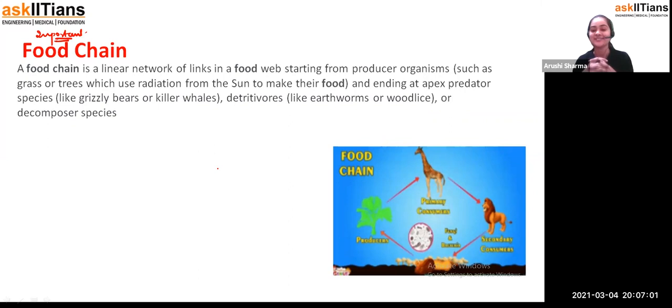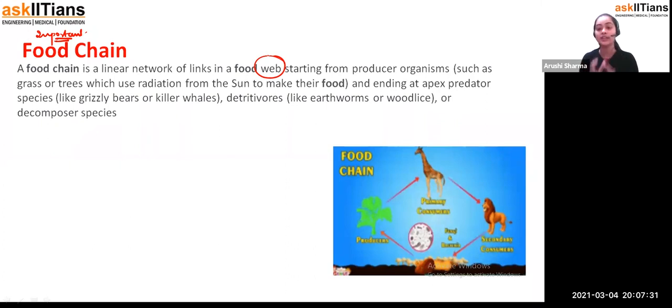So I was talking about the food chain. Food chain, students, means food is transferring, in very simple language, from one organism to another organism. When those food chains connect with each other and form a kind of network, we call that a food web. If you remember this food web, that means a network is there. So a food chain is a linear network of links, and when the networks connect together, we call it the food web.